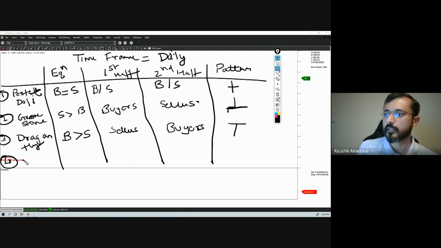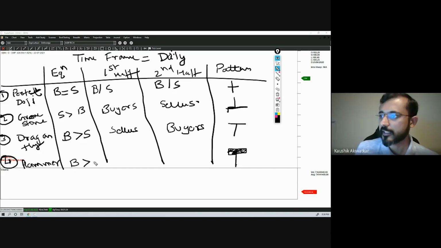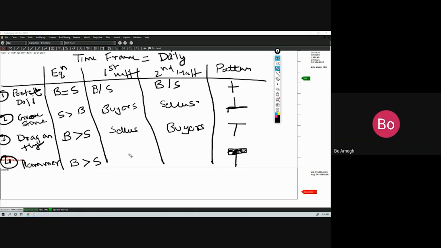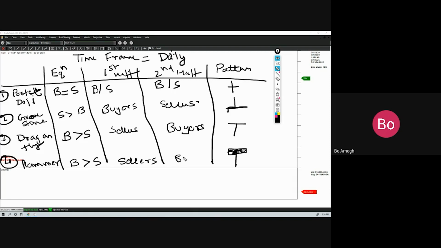Fourth is hammer. What's the equation here? Buyers greater than sellers. So in the first half, sellers. Second half, buyers.